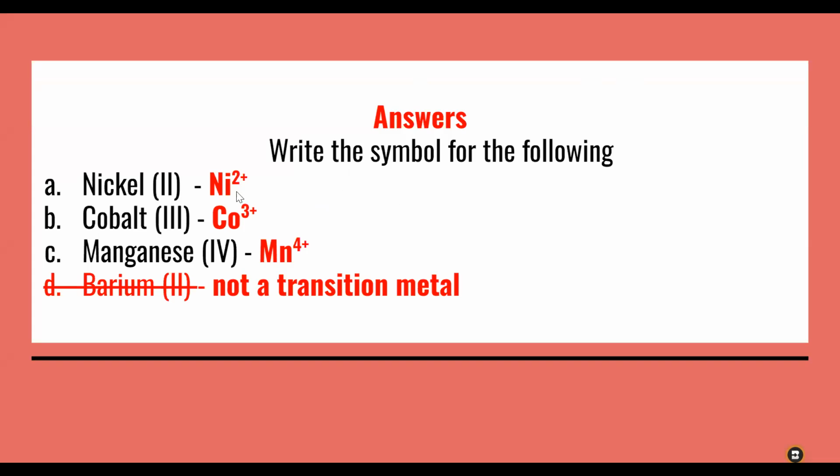Hopefully, you got this. You see 2+, 3+, 4+. Okay? Barium, that's a tricky one. Barium is a representative element and it's not one of the exceptions. So it's not a transition metal. You can put 2 here. Okay? So the symbol is just barium, then you look up the ion. It's supposed to be barium 2+.